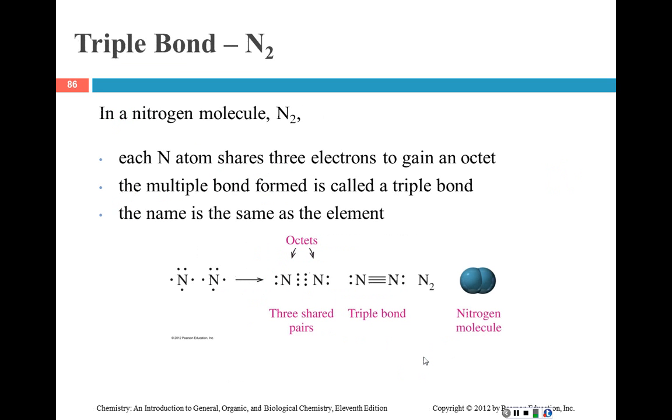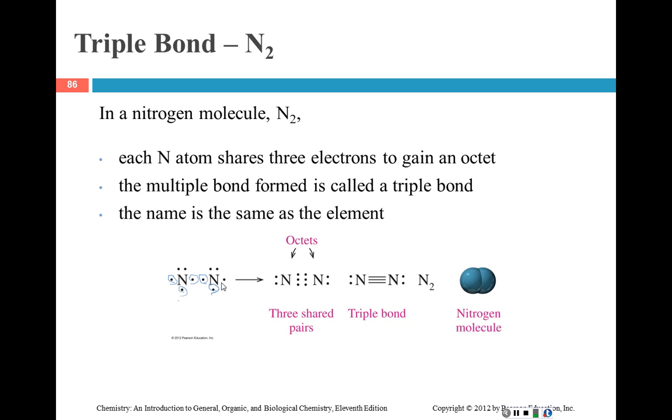In nitrogen, each nitrogen atom shares 3 electrons to gain an octet. The multiple bond is formed by sharing the 3 pairs. So when you put nitrogen, you have 1, 2, 3, 4, 5, 1, 2, 3, 4, 5. You have 3 on each nitrogen that are available because they're single and available to share.